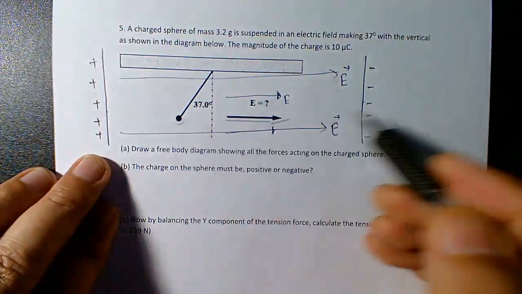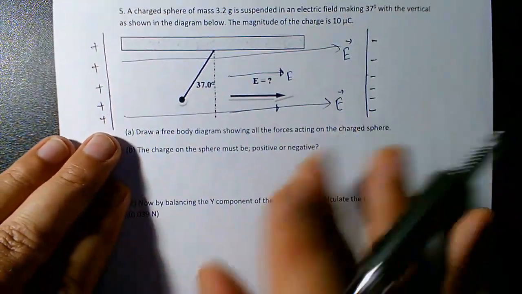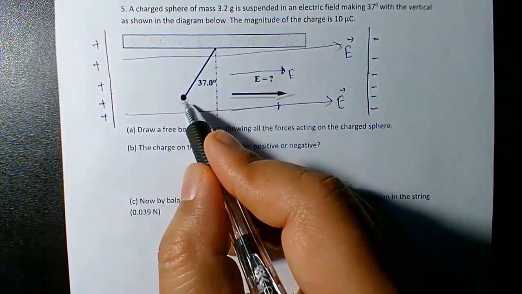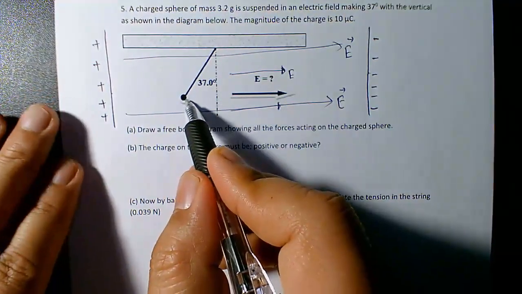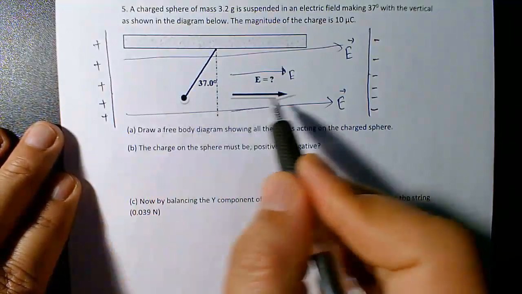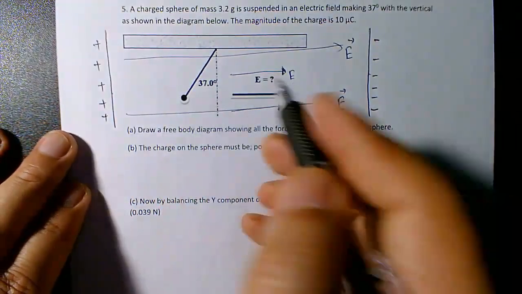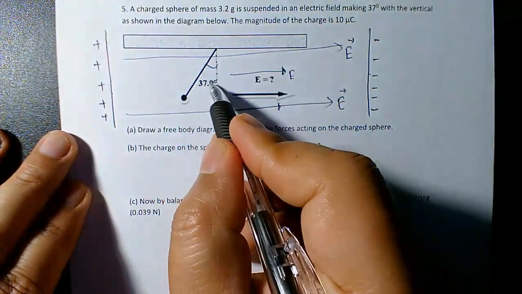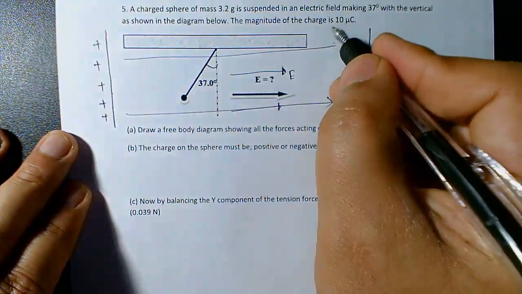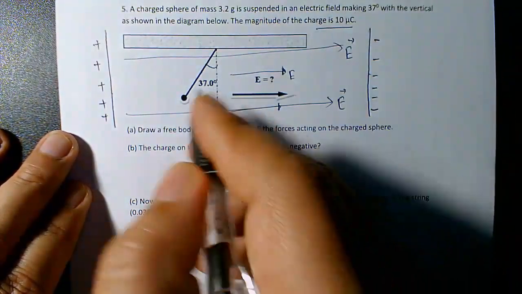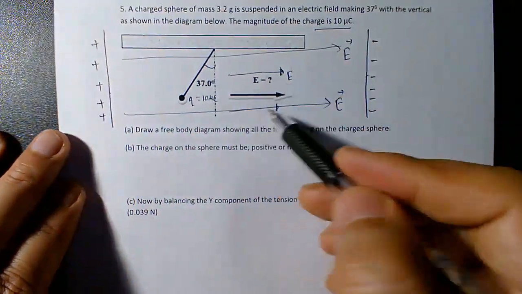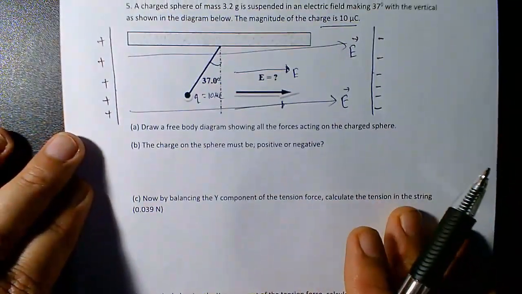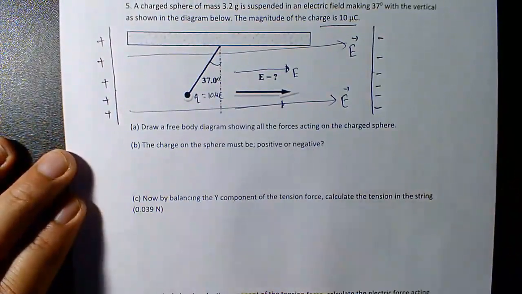So the electric field. You suspend a charged sphere whose mass is 3.2 gram, and the charged particle deflects against the electric field, opposite to the electric field. It's making 37 degrees with the vertical as shown. The magnitude of the charge here is 10 microcoulombs. Based on this information, it's asking these questions.